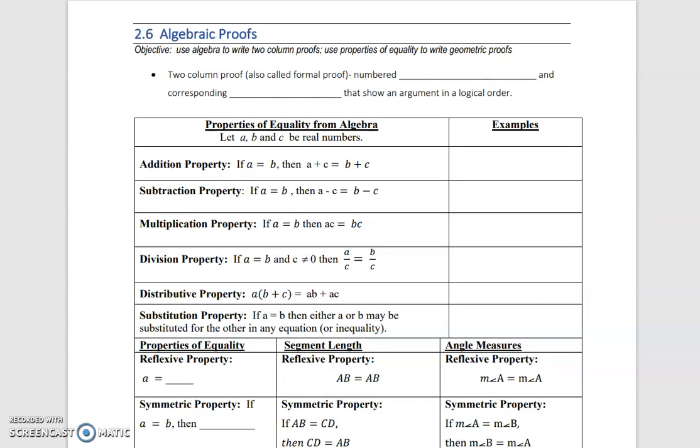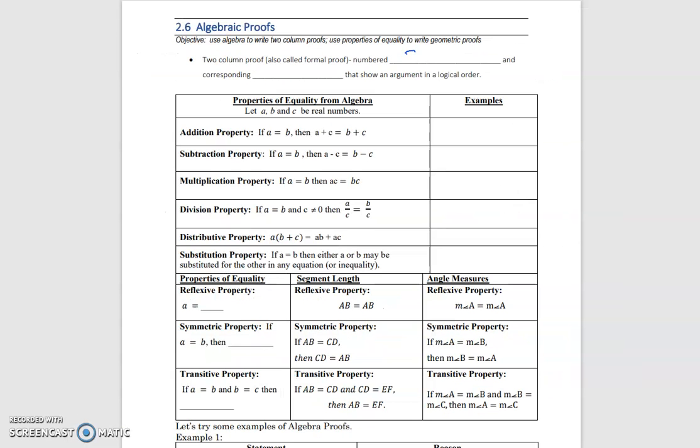So in this lesson, we're going to talk about algebraic proofs. We're going to use algebra to write kind of a two-column proof, and we're going to use some properties of equality to do that. So what is a two-column proof? Well, it's also called a formal proof, where we have numbered statements and corresponding reasons that show an argument in a logical order.